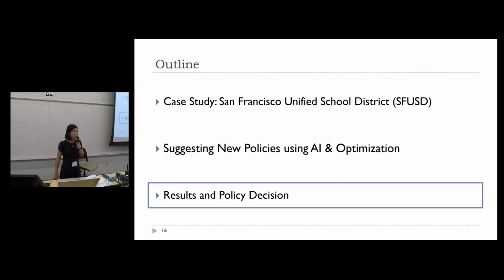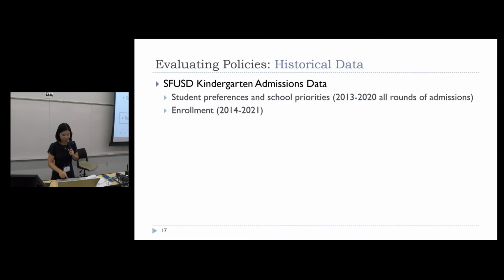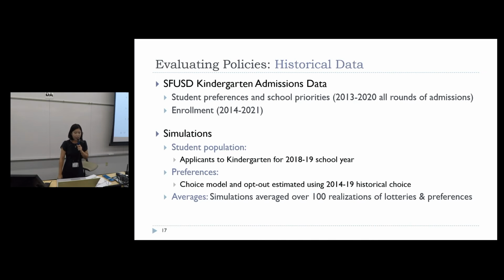Okay, so in my remaining 4 minutes, let me show you some of our results. The results I'm showing you today are based on historical admissions data to kindergarten from 2013 through 2020, and we also have corresponding enrollment the following year. And the student population I'm going to use is incoming kindergartners for the 2018-19 academic year. We're going to simulate their preferences using a choice model and this opting out, which are estimated using 5 years worth of preferences. And all the results I'm showing you are averaged over 100 realizations of the lottery that is used in deferred acceptance, as well as the inherent randomness when we sample the preferences from the choice model.